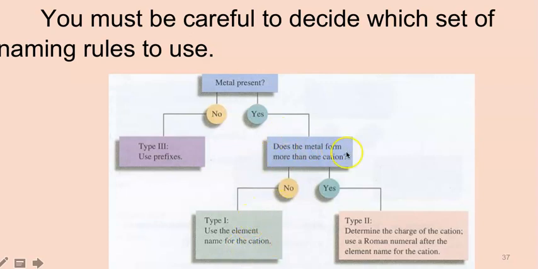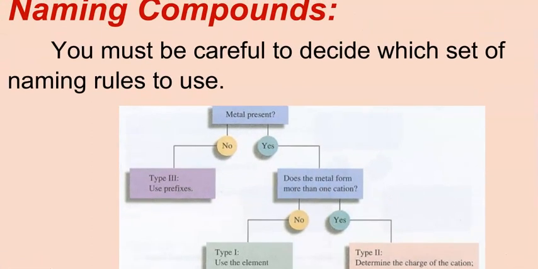So basically, this is a more complicated way of saying, does it have different oxidation states? Basically, this box means, is it a transition metal? If it is a transition metal, then we're going to use those Roman numerals. If it is not a transition metal, if it's in the alkali metals or the alkaline earth metals, then we're going to just name it. If there isn't a metal present, then we're going to use prefixes, which we are going to learn about today. That means it's a covalent compound.